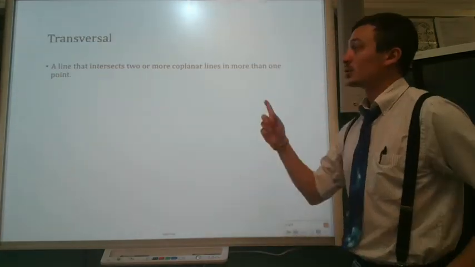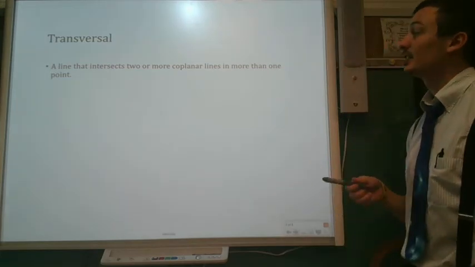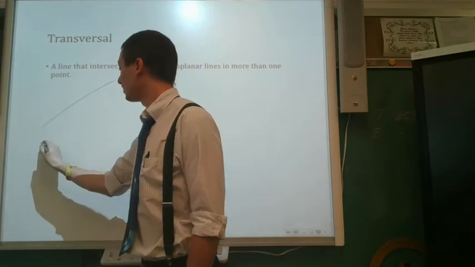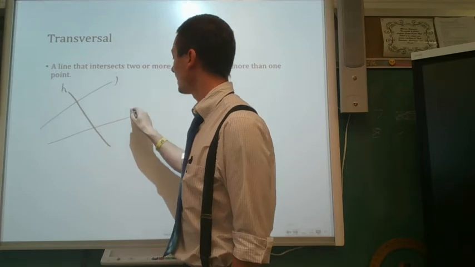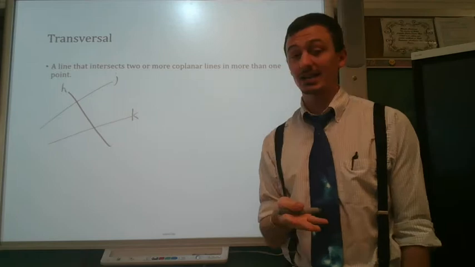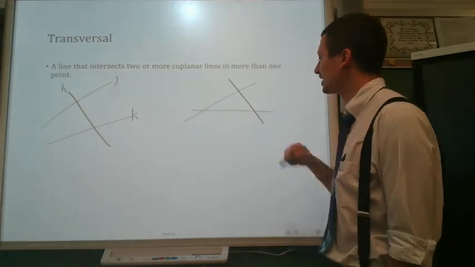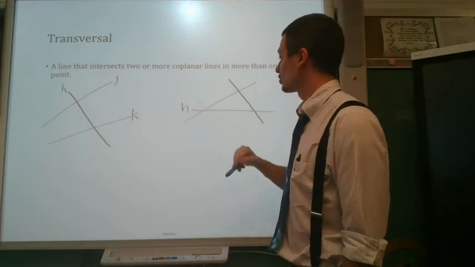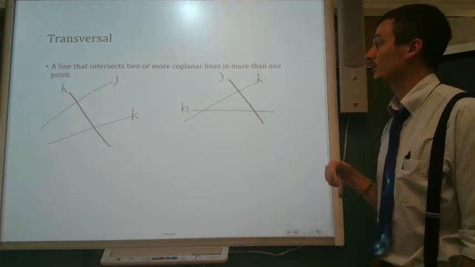Fantastic. Transversal. So let's talk about what a transversal is. A transversal is a line that intersects two or more coplanar lines in more than one point. So very simply, if we have lines H, J, and K, H would be the transversal of lines J and K because it intersects at two points. If I had three lines that all intersected, they would all be transversals of the other two. So H is a transversal of J and K, K is a transversal of J and H, and J is a transversal of K and H.